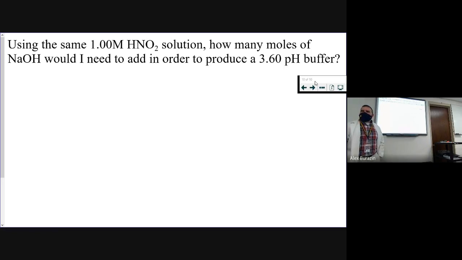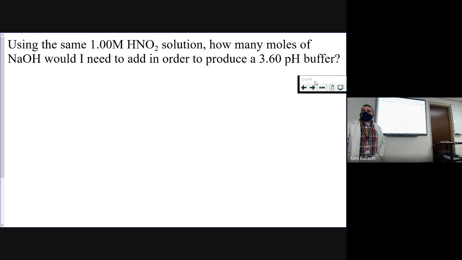Using the same 1 molar nitrous acid solution, how many moles of sodium hydroxide would I need to add in order to produce a 3.6 pH buffer? This is involved. Okay, this is an involved problem. There's things to think about. We've got to really make sure we understand what we have, where we're going, and how we're going to accomplish this. So first things first, the end goal is to figure out the moles of hydroxide required to create our buffer at a pH of 3.6.